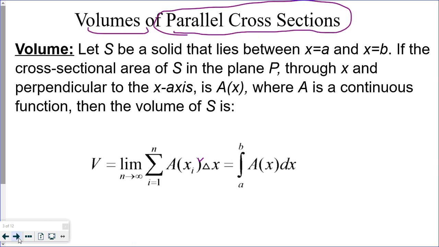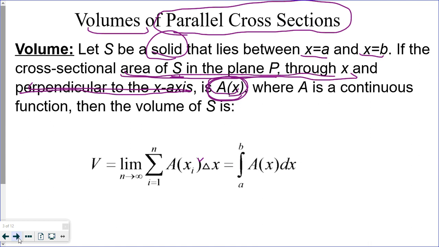So it says, let S be a solid that lies between x equals a and x equals b. And if the cross-sectional area of S in the plane P through x and perpendicular to the x-axis is A of x, I know this description of A of x, the area of S in the plane through x and perpendicular to the x-axis, is a very complicated sounding explanation, but I promise you, once we start to draw it and visualize it, it's going to make total sense. The goal is to create this A of x equation, where A is a continuous function. And if that's true, then the volume is as such.